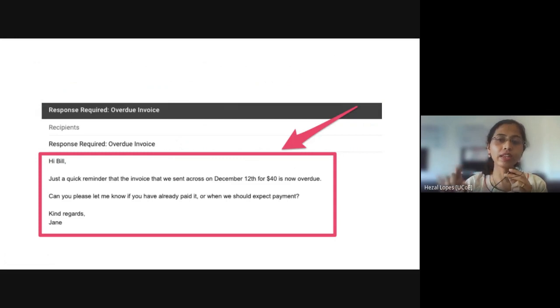Suppose I require an immediate, prompt response, then what can I write here? "Response required, overdue invoice." If my subject line is like this, then of course I will get an immediate response. If you just write "overdue invoice," you will not get the immediate response, but if you write "response required, overdue invoice," then I will get an immediate response from the recipient. I will not read this mail, this is just for your understanding.